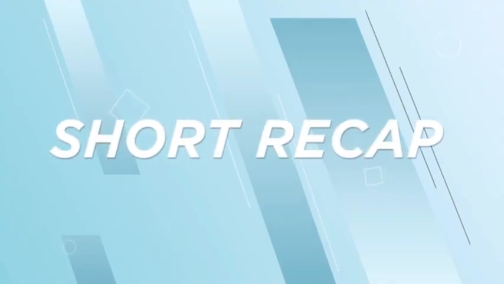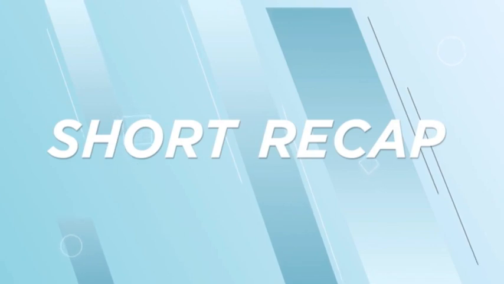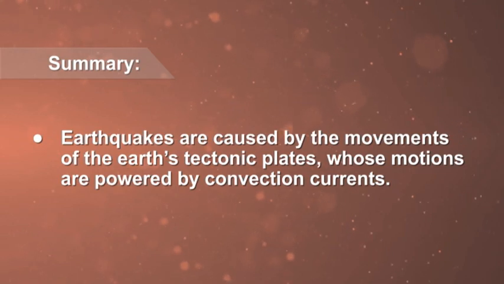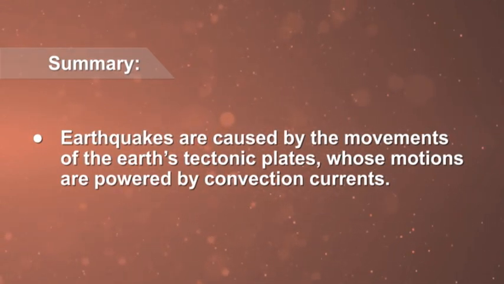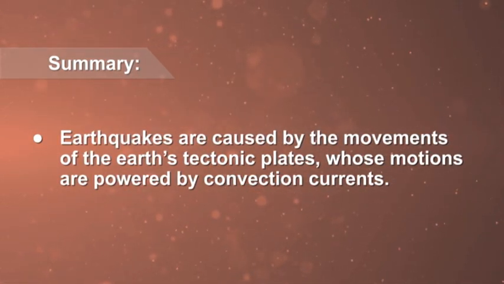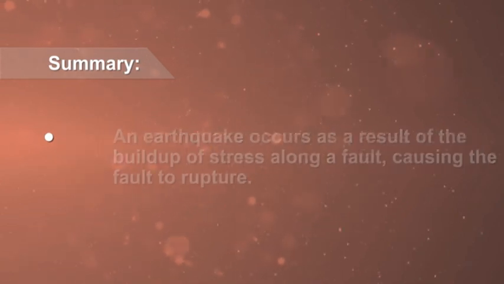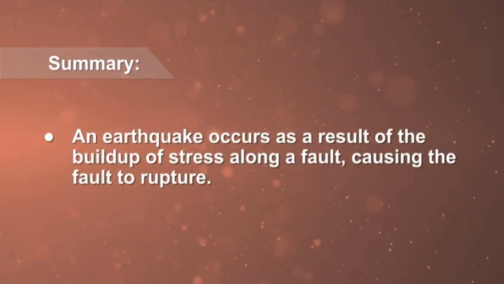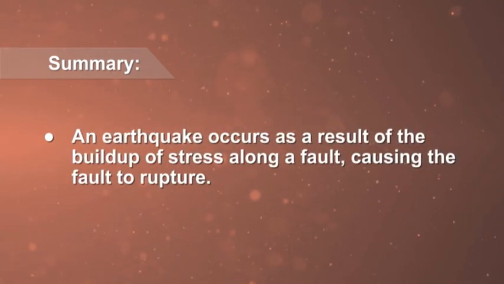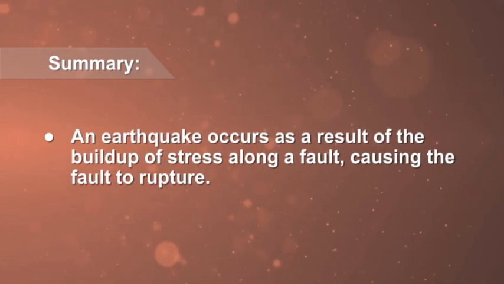That ends our lesson on what earthquakes can do and what we can do to reduce their impact on ourselves. Before we finish this module, let's look back at what we learned from our 2 lessons. Earthquakes are caused by the movement of the Earth's tectonic plates, whose motions are powered by convection currents. An earthquake occurs as a result of the buildup of stress along a fault, causing the fault to rupture.